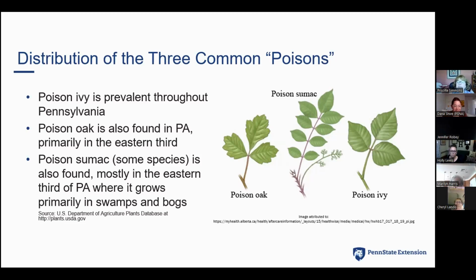Okay, good. Poison sumac is this center structure. The thing about poison sumac, though, is that it is found primarily in swamps and bogs, and you're not likely to be working in swamps or bogs. So it's not something that you have to be terribly concerned about. So the leaves of three adage is pretty pertinent to both poison oak and poison ivy.